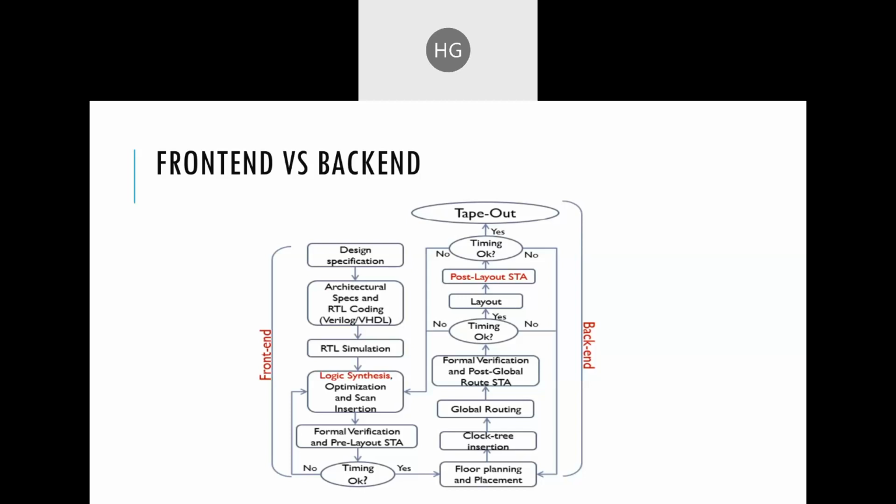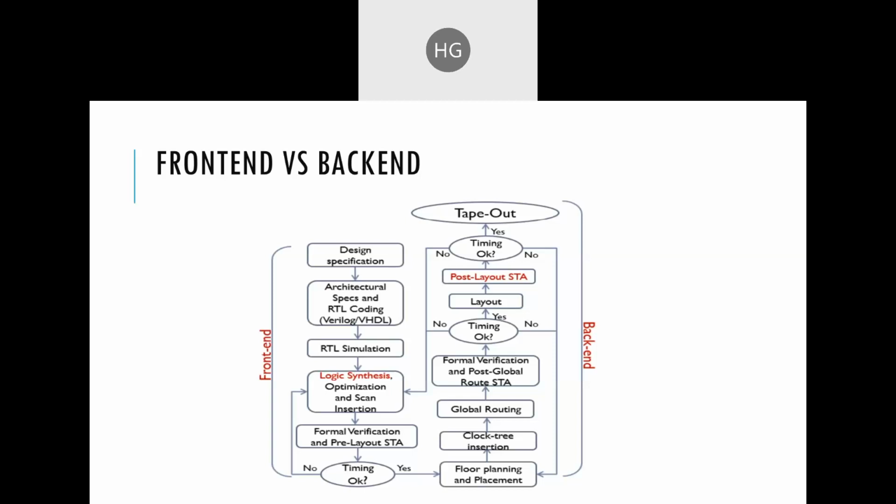So how it happens: we have the design specification, then we have RTL coding. Mostly RTL coding is done in Verilog or VHDL. Verilog is more preferable, right? Then we have the RTL simulation, where we write the test benches in SystemVerilog using the UVM methodology. Then we have logic synthesis, optimization and scan insertion, which is basically DFT, and then we have formal verification, and then we check the timing.